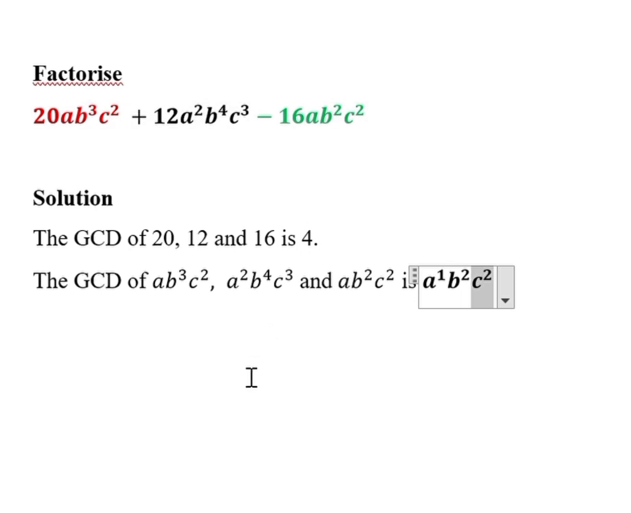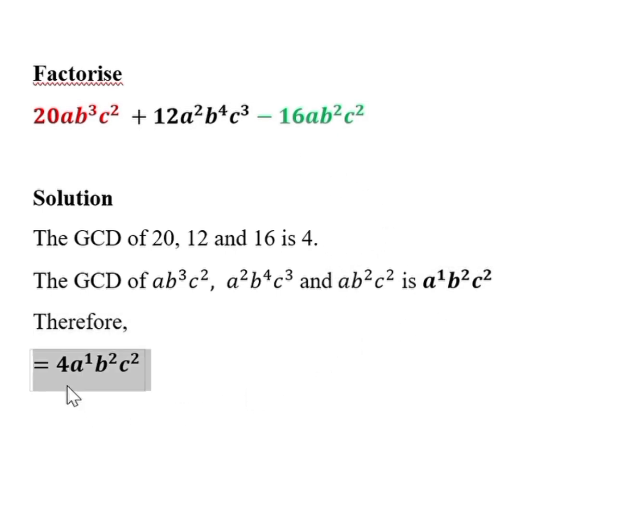So we shall now say that the factor that we put out in the name of greatest common divisor will be this and this. So we shall say we have 4ab squared c squared. This is the 4 we are talking about, and ab squared c squared is what we have just calculated. We have done here. Then you open brackets. Now this one divided by the whole of this, then this one divided by the whole of this, and then this one divided by the whole of this.